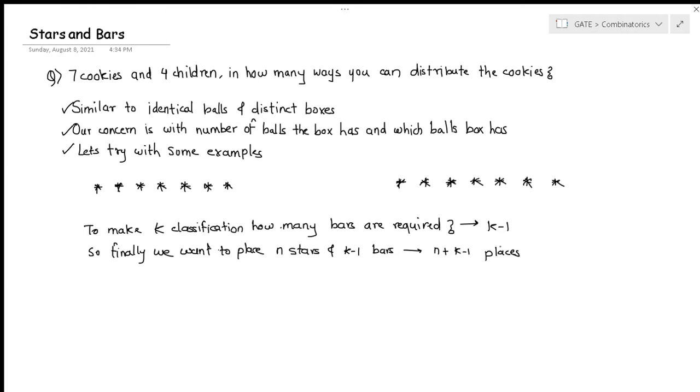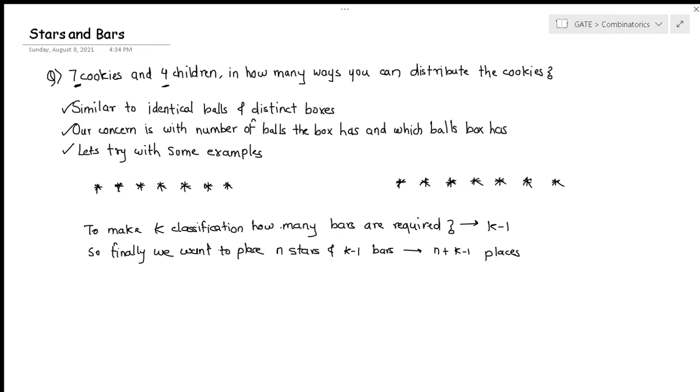So let me start with the question. Say you have seven cookies and you want to distribute them among four children. In how many ways can you do that? Now remember the children are distinct over here. Child one is different from child two. However, the cookies are identical. Cookie one is identical to cookie 2, cookie 3, and so on till cookie 7.